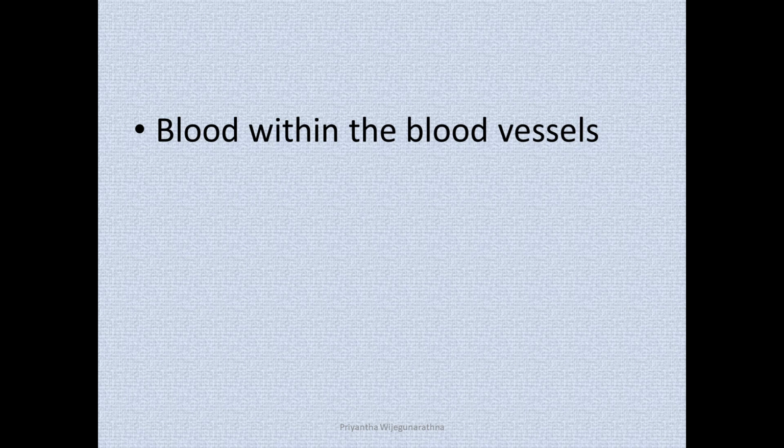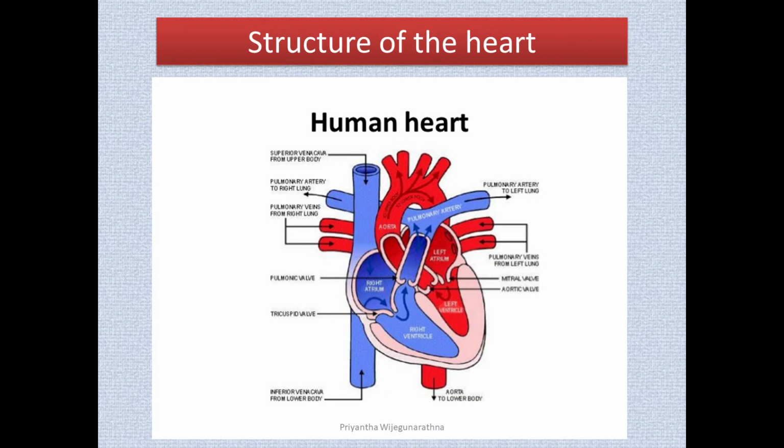If there's a question for exam purposes like this: the human blood circulatory system is a closed system. Explain. In the human body, blood circulates within blood vessels. That's why our blood circulatory system is called a closed circulatory system. The heart is the engine of your blood circulatory system that generates the required pressure for the circulation of blood.